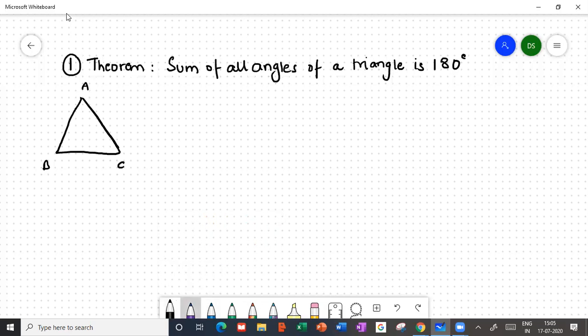This is ABC, and let's say these are angle 1, 2, and 3. So what do we need to prove? Angle 1 plus angle 2 plus angle 3 is equal to 180. Anybody has an idea or can suggest how we can proceed? You can just give it a try.